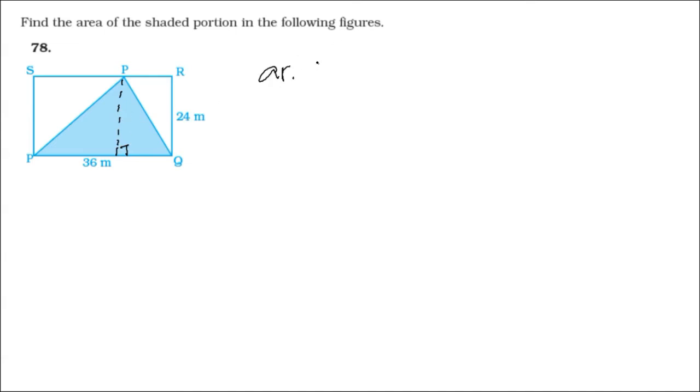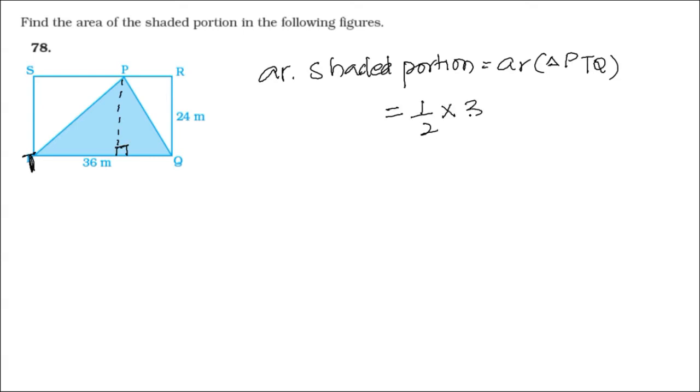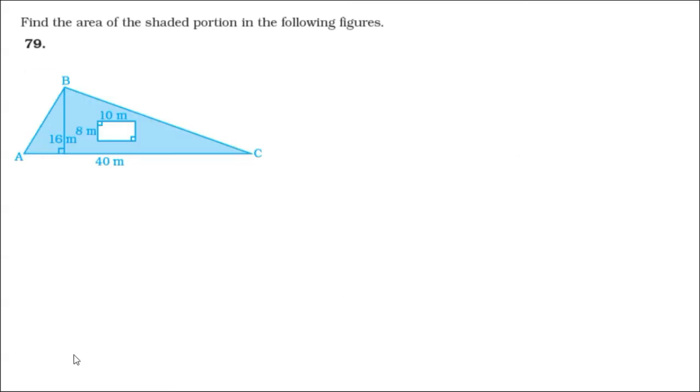So the area of the shaded portion is the same as the area of the triangle. They have mentioned this as P. Let me take this letter as T. PTQ, area of triangle PTQ. So it is half, base is 36, as I had mentioned, the height can be taken as 24. So it is 18 times 24. We get it as 432 square meters.